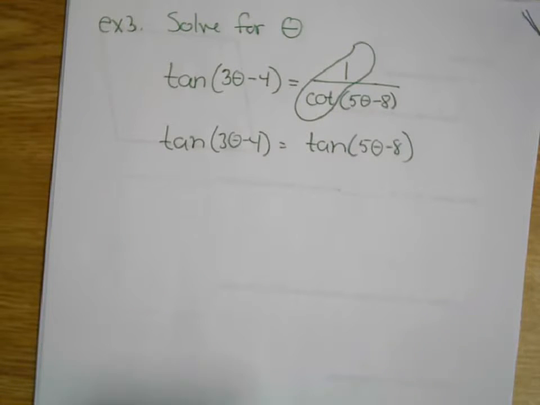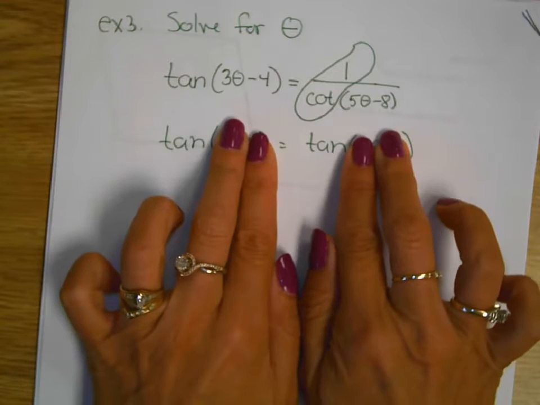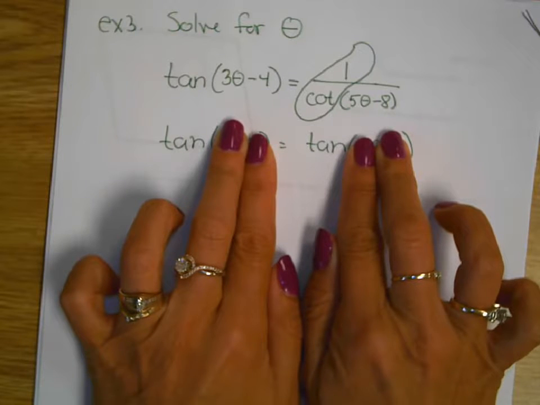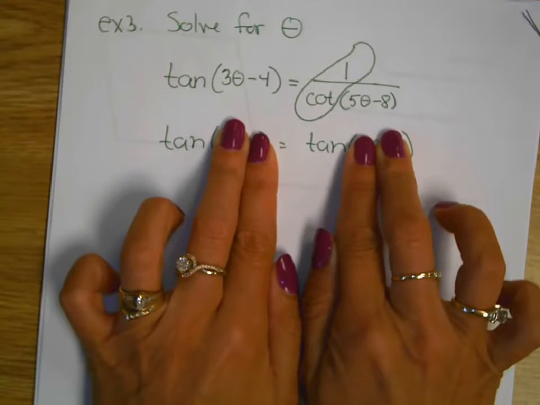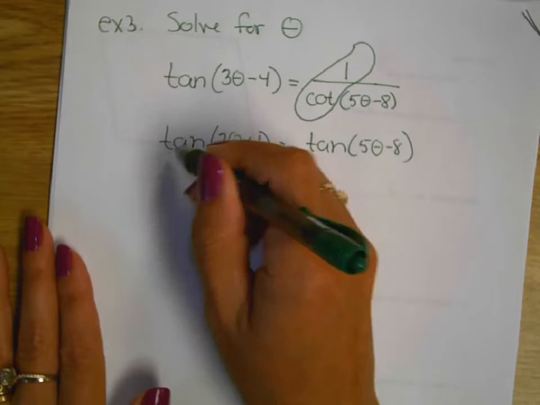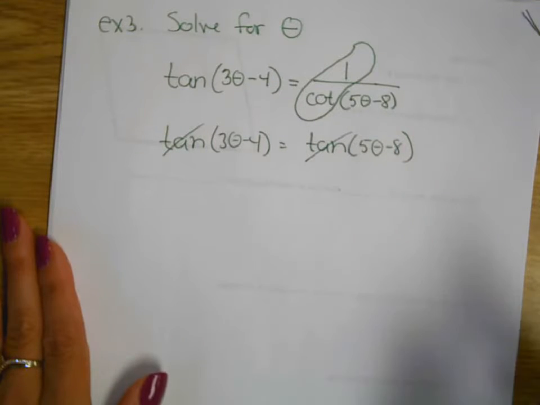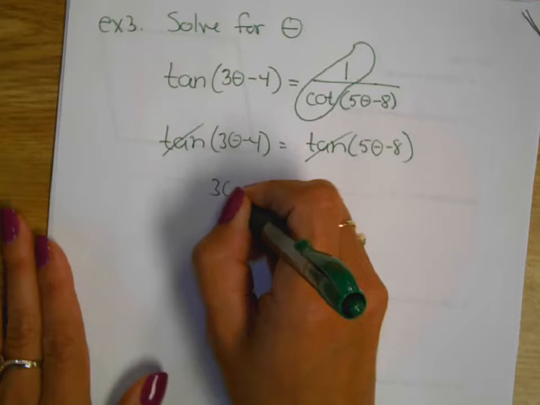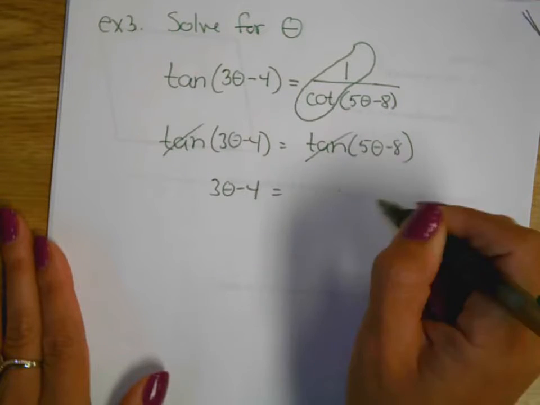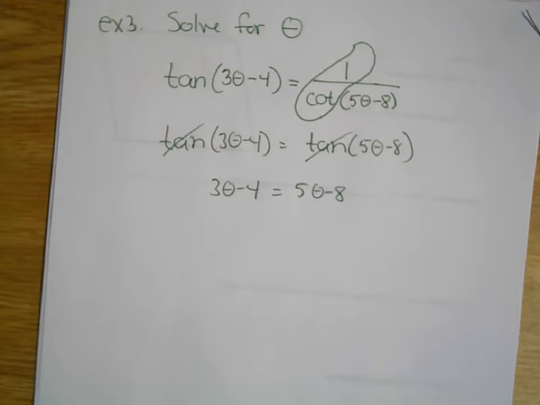So now I've got an equation that says the tangent of something equals the tangent of something. Well, if 2 tangent ratios are going to be equal, what has to happen with these things under my fingers? Do you agree that those angles would have to be the same angle in order to have the same tangent ratio? So really, we can just ignore this. I know that these 2 angles have to equal each other. So 3 theta minus 4 has to equal 5 theta minus 8. And now it's just some simple algebra to solve for theta.